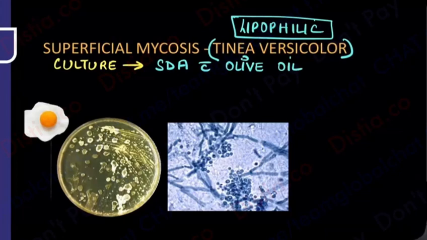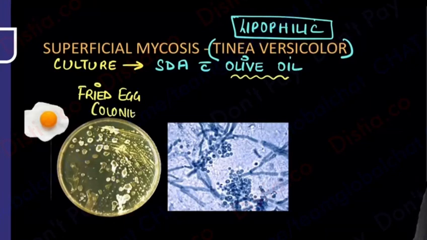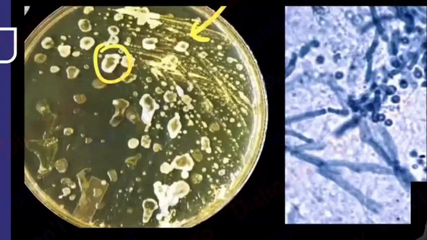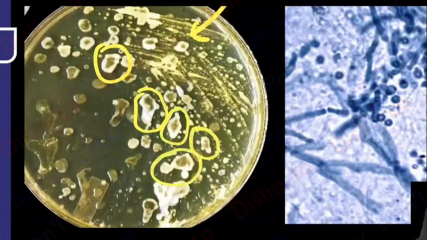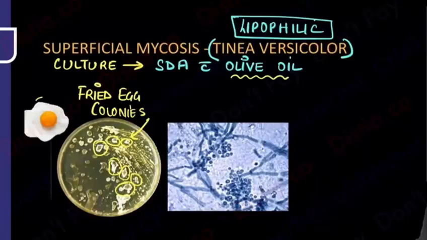Okay. So remember, when you have SDA with oil, obviously you will fry something. So what you get is the very famous fried egg colonies. We get the presence of fried egg colonies. You can see over here, we can zoom in once again and find out these are the different fried egg colonies that you have. They look exactly like the way you fry a sunny side up or a fried egg that you see over here.